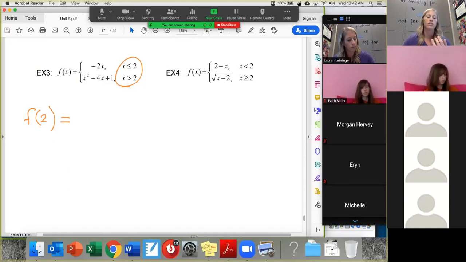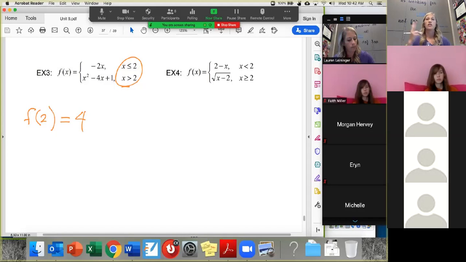First, does f of 2 exist? Can I plug in 2? And which section would I plug it into for f of 2? The first one, because of the equal to, right? So I'd plug in 2 there. -2 times 2 gives me -4. What just happened to my thing here? Oop, cancel. All right. So I have a function value.